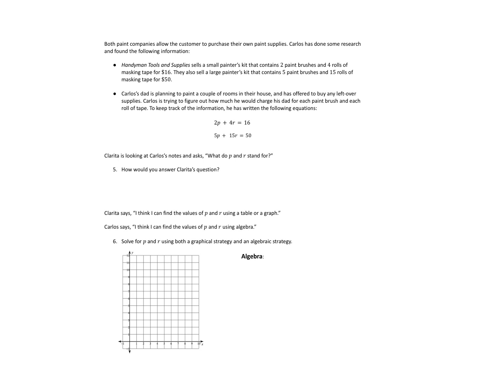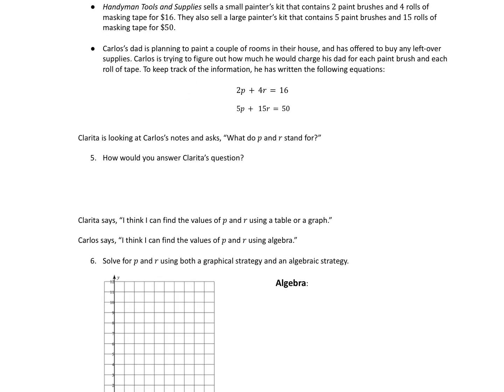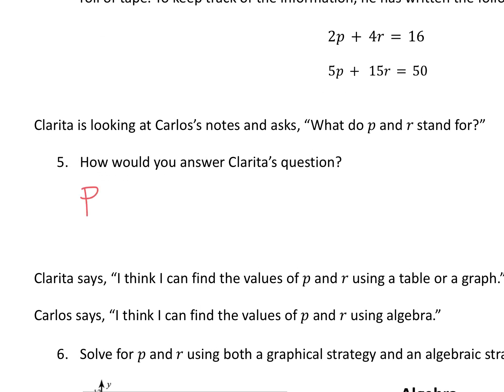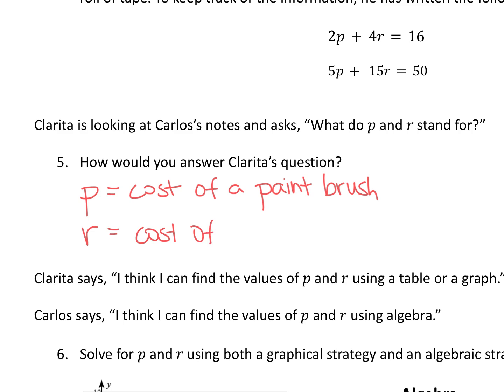So, the way that Carlos has done this is he has used P to represent the cost of a paintbrush. And he's used R to represent the cost of 1 roll of tape.